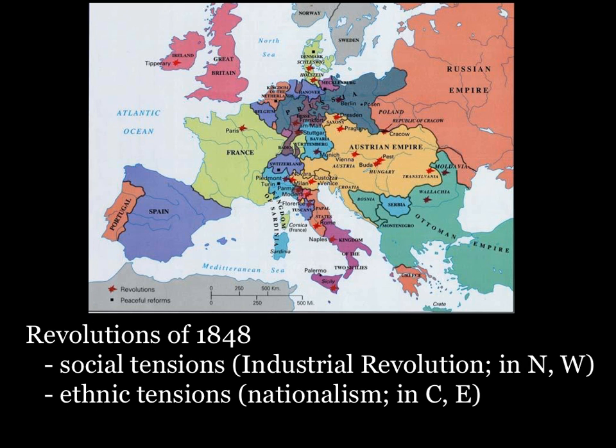And in fact, if we look at patterns in the Revolution of 1848, what we see is that in places where the Industrial Revolution really had taken hold, which is primarily in Northern and Western Europe, then these were social tensions caused by the Industrial Revolution. That's what they were rebelling about. However, in places where the Industrial Revolution hadn't really taken hold, people were revolting over ethnic tensions or nationalism. And this is what happens primarily in Central, Southern, and Eastern Europe.